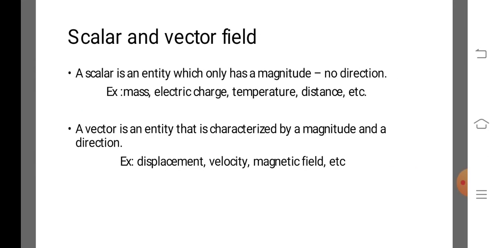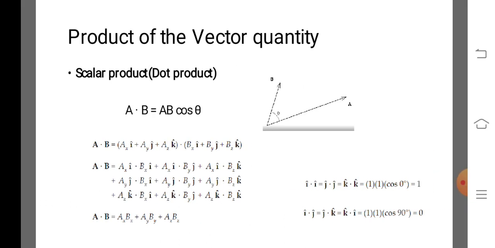Next we have to see scalar and vector. A scalar only has a magnitude, no direction. Examples are mass, electric charge, temperature, distance, etc. A vector has both magnitude and direction. Examples are displacement, velocity, magnetic field, etc.